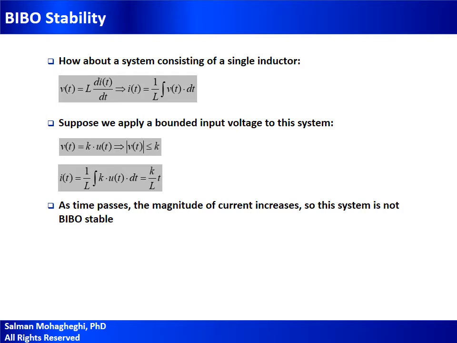What does this tell me? Despite the fact that I have provided a bounded input to the system, as time passes, the current magnitude is going to rise. So the magnitude of the current, the magnitude of the output is not going to be bounded, and it's going to go to infinity. As a result, this system is not bounded input, bounded output stable.